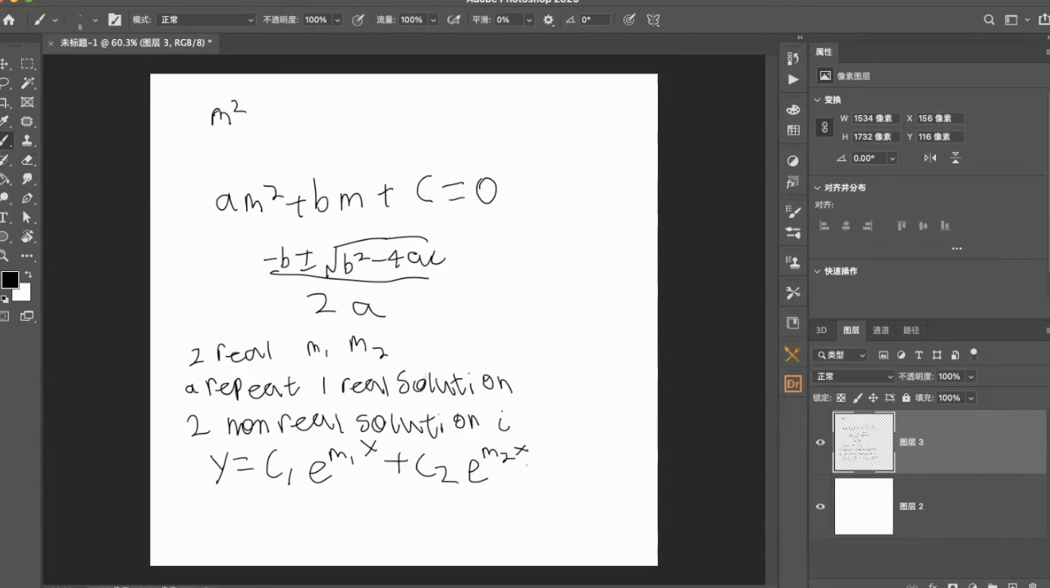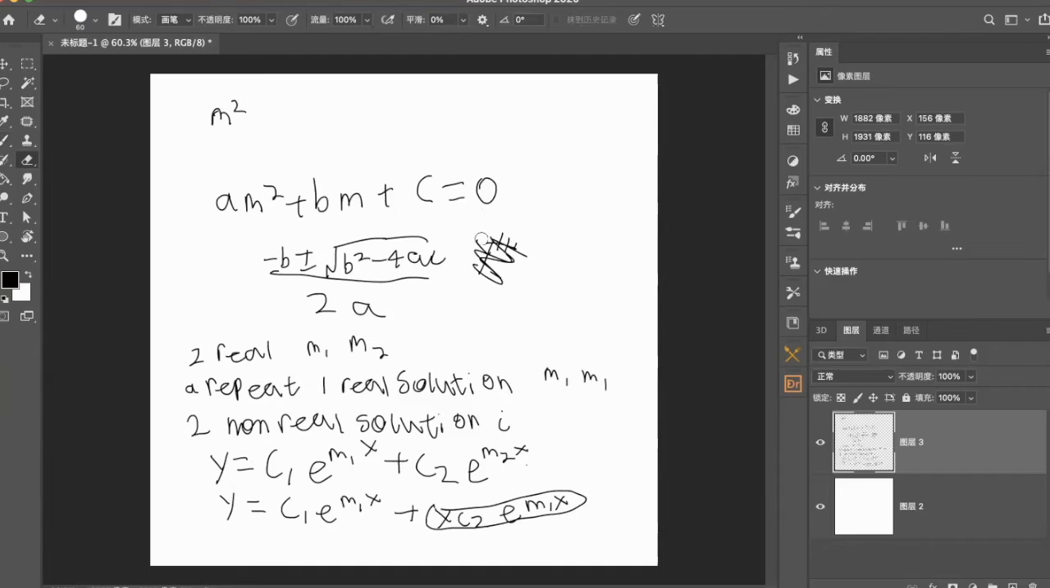And when you have a repeated real solution, say you get m1 and m1, then y will just be c e to the m1 x. But for the second one, you don't really want to repeat it, so you multiply by x in front, and that will be your solution. Up to now, we're still following the three properties we talked about at the beginning, but for the last one, the two non-real solutions, it is a little bit harder to explain.